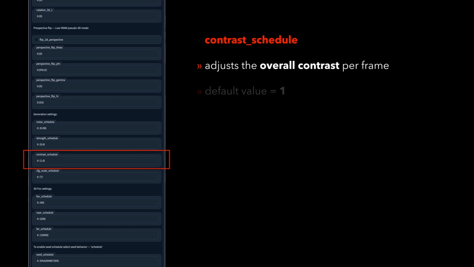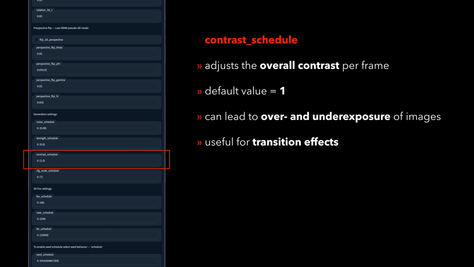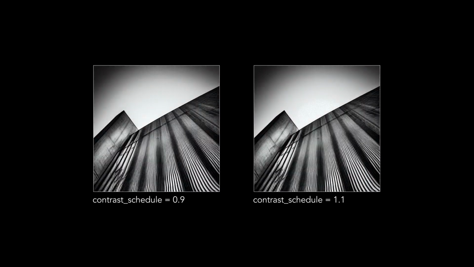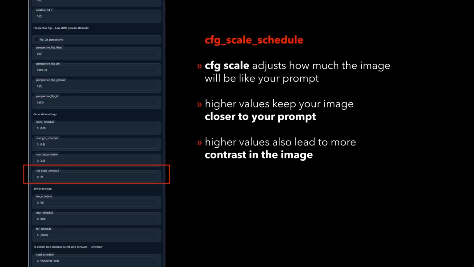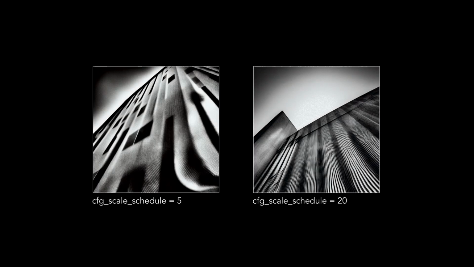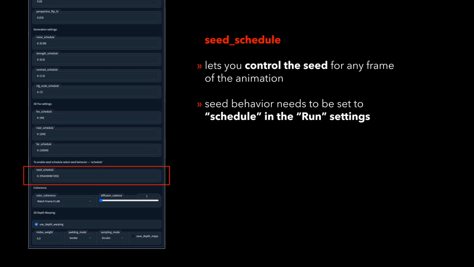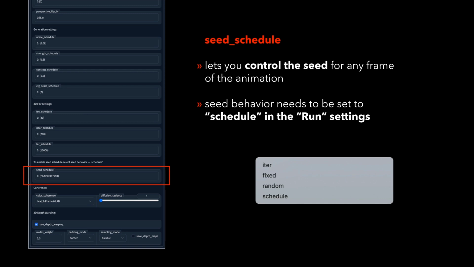The contrast schedule adjusts the overall contrast per frame. This effect will quickly overbloom or darken your image but can be used for fade-outs or transitions. The CFG scale schedule lets you control the CFG value on any frame in the animation. Higher values keep your image closer to your prompt but can also lead to more contrast in the image. With the seed schedule parameter, you can determine which seed to use in any frame of the animation. As we saw a bit earlier, the seed behavior in the run settings needs to be set to schedule.